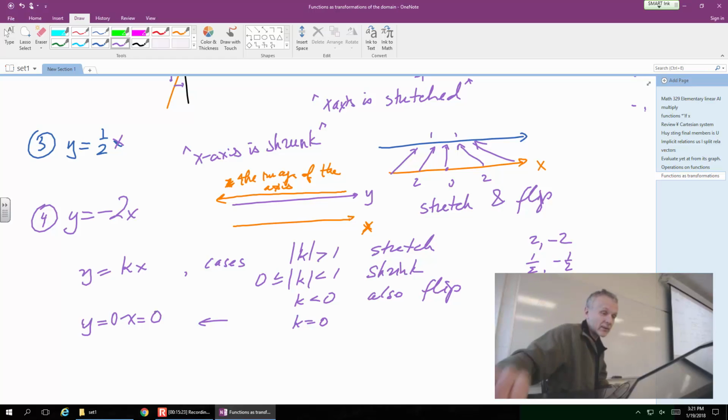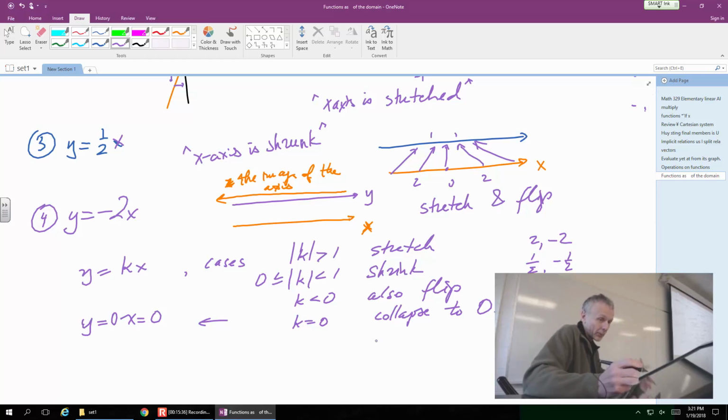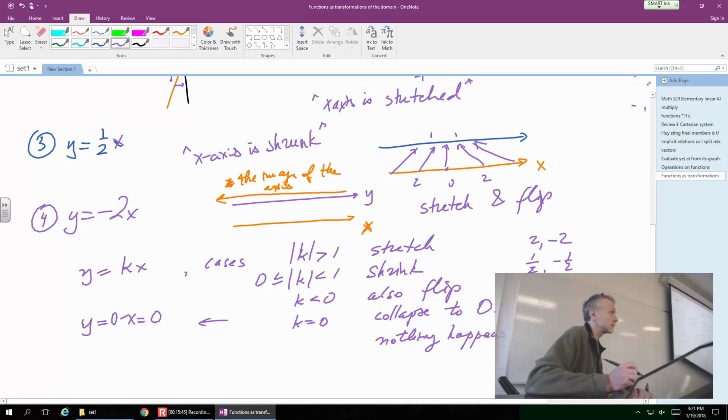Okay, so that is an ultimate shrink. So you collapse. That's the word sometimes used. Collapse to 0, to 1 point. So the whole axis becomes 1 point. And when nothing happens, what's the value of k? Yes, k equal 1. So, I mean, it is y equal x, right? So nothing happens. It is entirely the same thing.